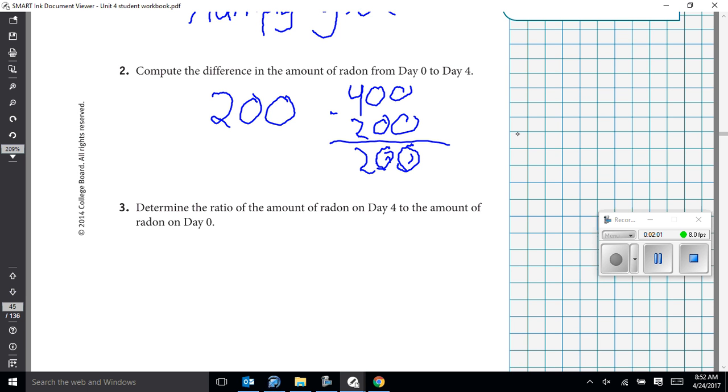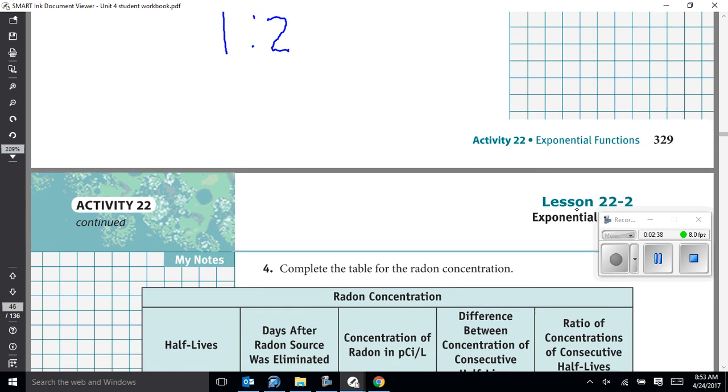And then determine the ratio of the amount of radon on day 4 to the amount of radon on day 0. So what we have is what we started with. So on day 4, we have 200 compared to the 400 that we started with. When we reduce that, we get a 1 to 2 ratio. All right. How do we feel so far? Alrighty. So now we're going to look at the next.